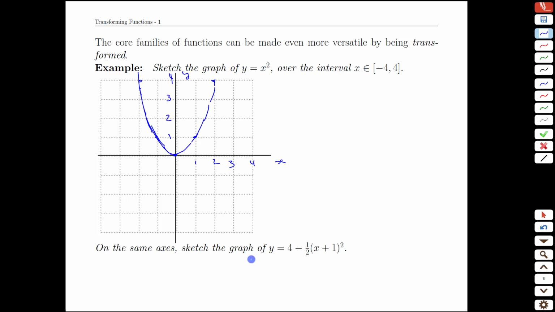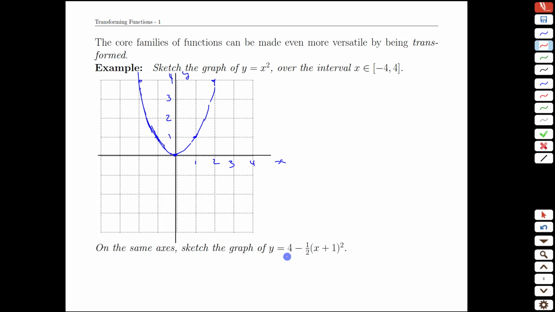Now, on the same axes, we're going to sketch the graph of y equals 4 minus a half times (x plus 1) squared. Now you can get that graph by plugging in x values, making a table of values, but the goal of this unit is to have you remember the rules that you learned for transformations and be able to sketch this graph based on a transformation sequence of the graph of y equals x squared.